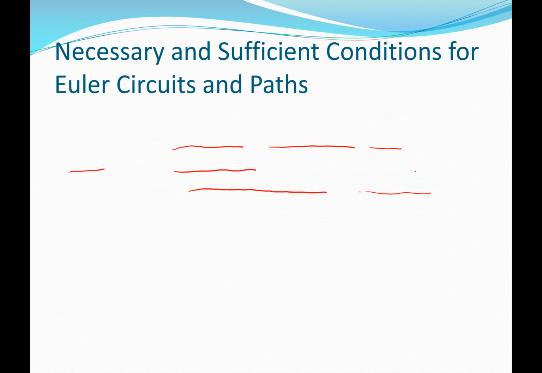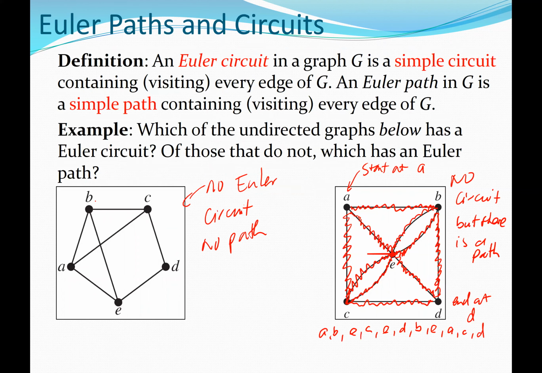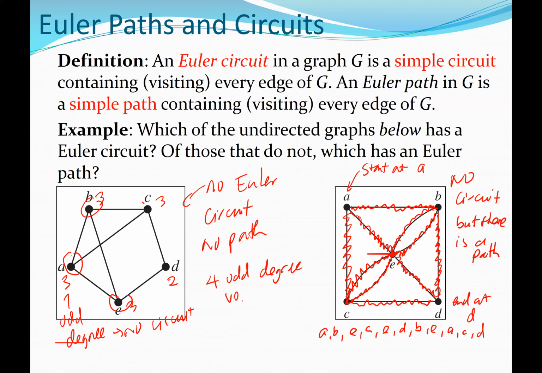So we go back to the previous two examples. This is degree 3, this is degree 3, this is degree 2, this is degree 3, this is degree 3. So yeah, odd degree, so no circuit. How many odd degree vertices do we have? We have 4 odd degree vertices. So no path either, according to that theorem.